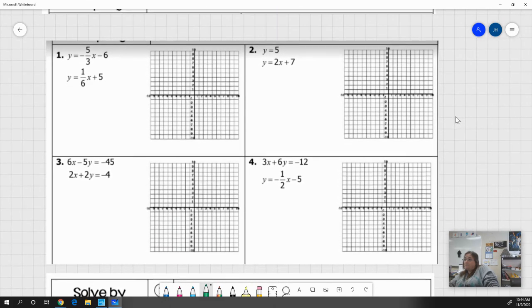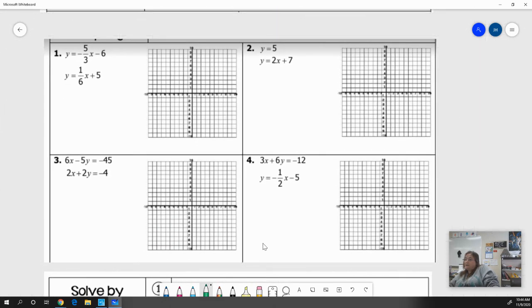Luckily, I don't have to create the graphs. So let's start with this first one. Notice this is in the form we want it to be in. It's in slope-intercept form, like we talked about in class. If I look at this first equation up here, at -6, I know that I'm going to have a point on the y-axis, right? Because that is my y-intercept. And from that point, I've got a slope of -5/3, right?